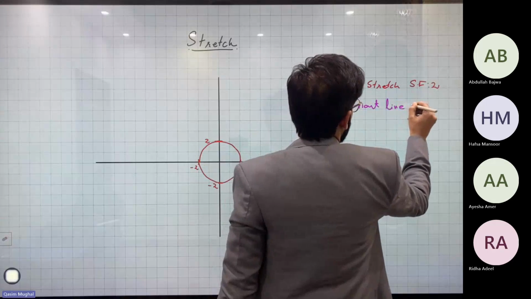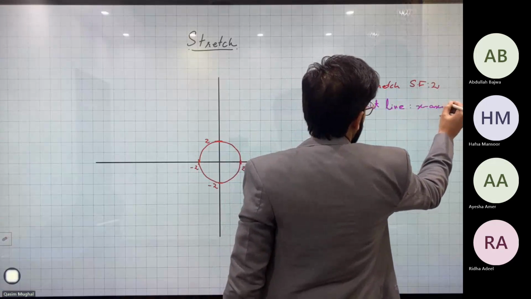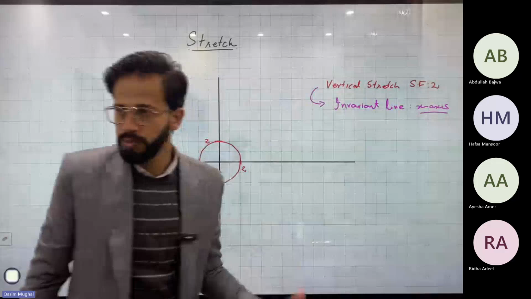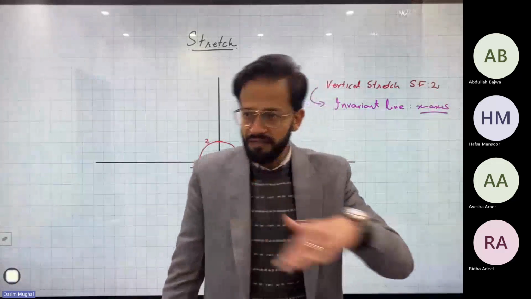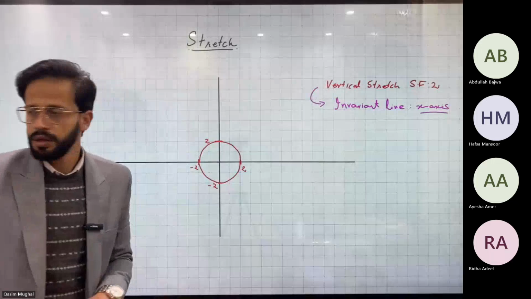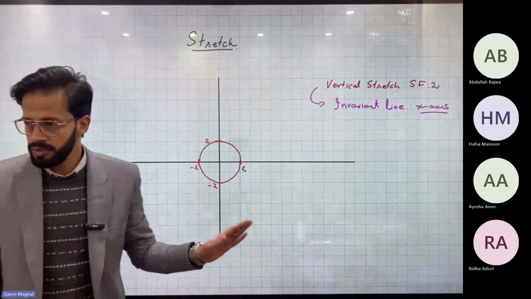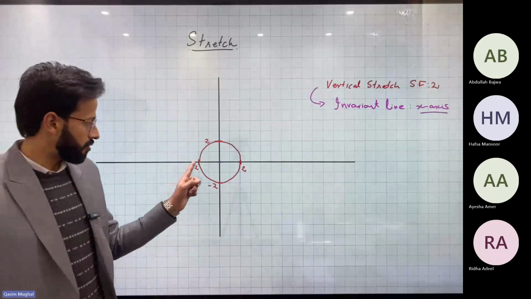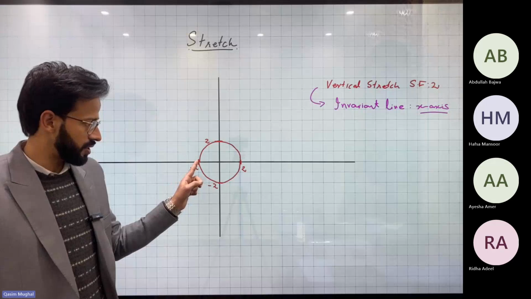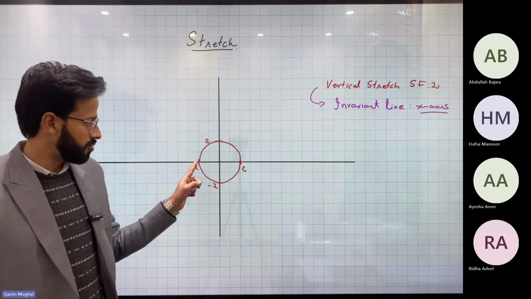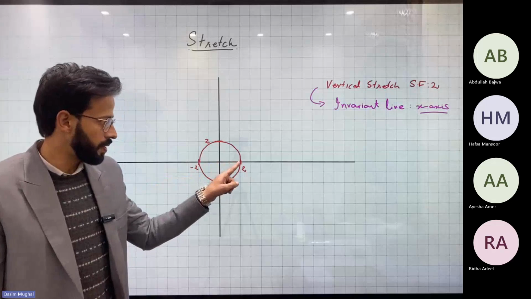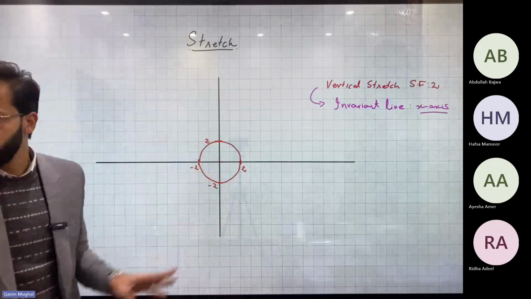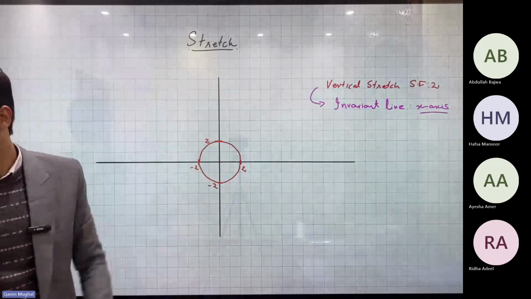the invariant line is the x-axis, the invariant line or the baseline. Now, all the points on the invariant line, the transformation will not be applied on them. For example, this particular part of the circle, we will not be stretching it because it is on the invariant line. Same goes here. All the other points will be stretched vertically.